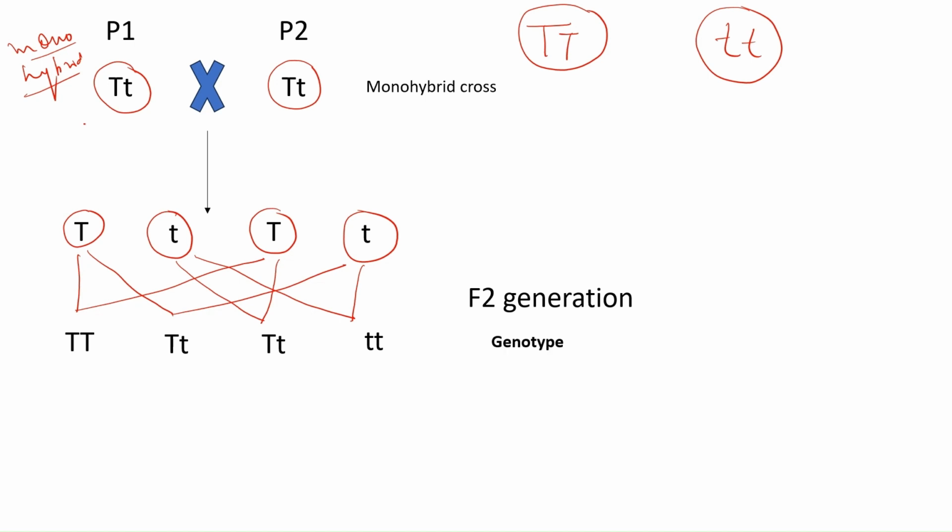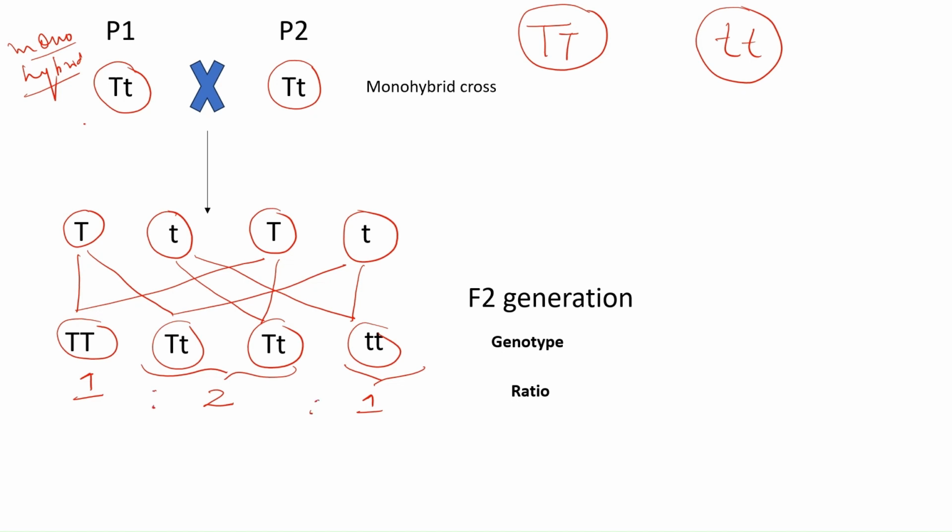So this is the genotype in the F2 generation: 1 capital T capital T, 2 capital T small t, and 1 small t small t. What is the ratio of the genotype in the F2 generation? This is 1, this is 2, and this is again 1. That is, 1:2:1 is the ratio of the genotype in the F2 generation, or after a monohybrid cross.